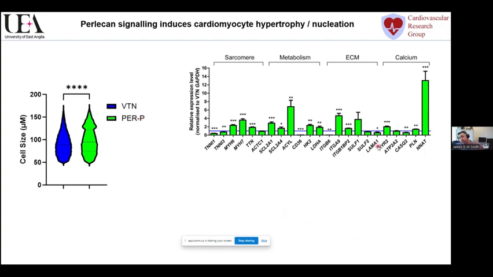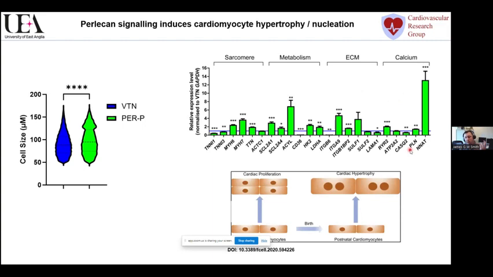We could also do some gene expression of the cells on the substrates, and again, doing a targeted analysis of many of the candidates we detected as being affected from the Perlecan knockdown. We could see the gene expression in many different processes, structural, metabolism, ECM, calcium, were changed by culture on these substrates. So why this is important is, as I say, the early cardiomyocytes go through hyperplastic growth in a proliferative phase, but following birth, they go through a hypertrophic growth stage where they increase in size and increase in nucleation. And these are two of the measurements we've seen by growing the cells on a Perlecan peptide.